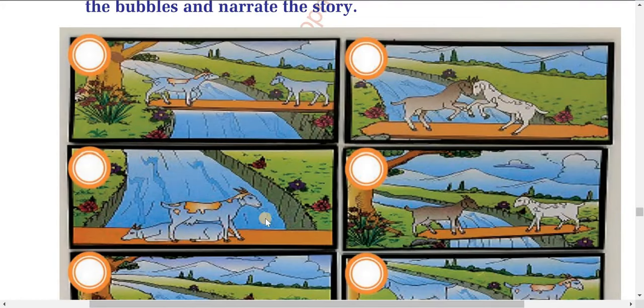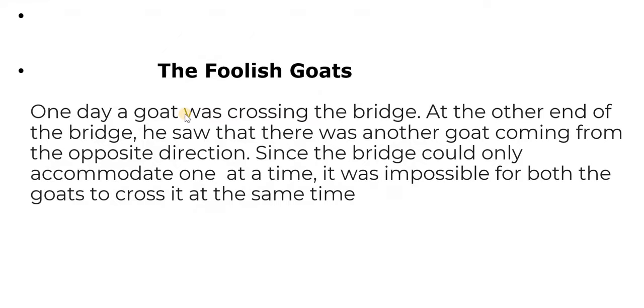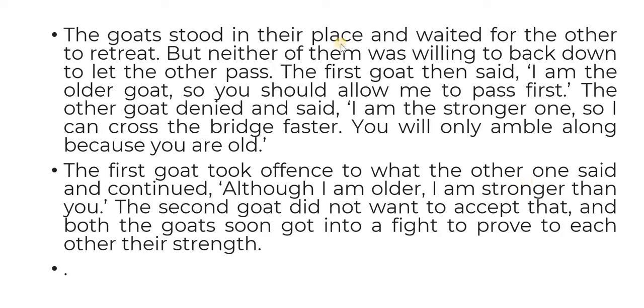The bridge was narrow and they had an agreement. I'll show you this story, dear students. The foolish gods. One day a god was crossing the bridge. At the other end of the bridge, he saw that there was another god coming from the opposite direction. Since the bridge could only hold one god at a time, it was impossible for both the gods to cross it at the same time. The gods stood in their place and waited for the other to reach it to go, but neither of them was willing to go back down to let the other pass. The first god then said, "I am the older god.